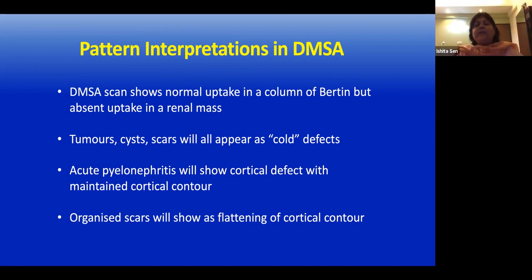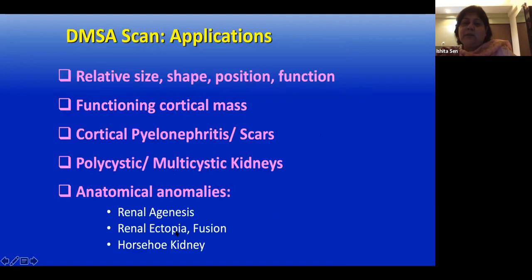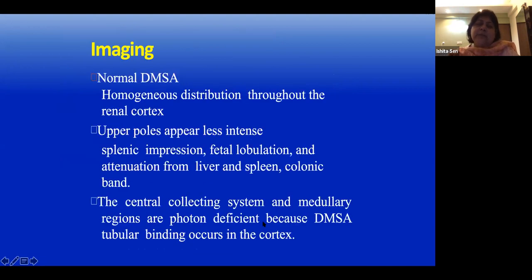Tumors, cysts, and scars will all appear as photon defects. Acute pyelonephritis will show as a cortical defect with a maintained cortical contour, and organized scars will show as flattening of the cortical contour. So you can get the relative size, shape, position, and function, and you can look for any polycystic or multicystic kidneys and look for anatomical anomalies, which include renal agenesis, renal ectopia, horseshoe kidney, and crossed fused renal ectopia.